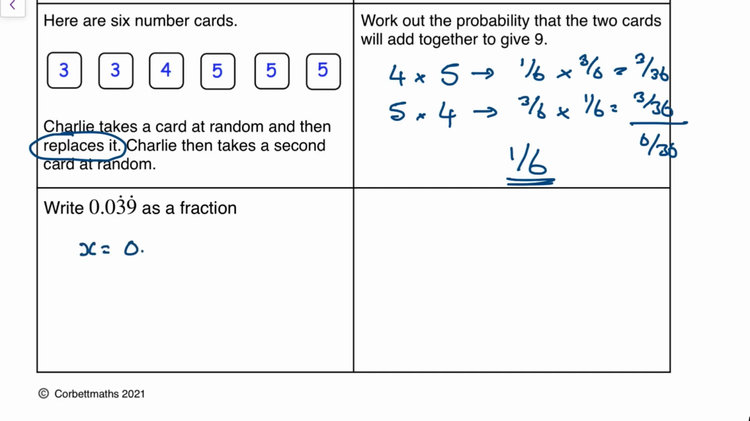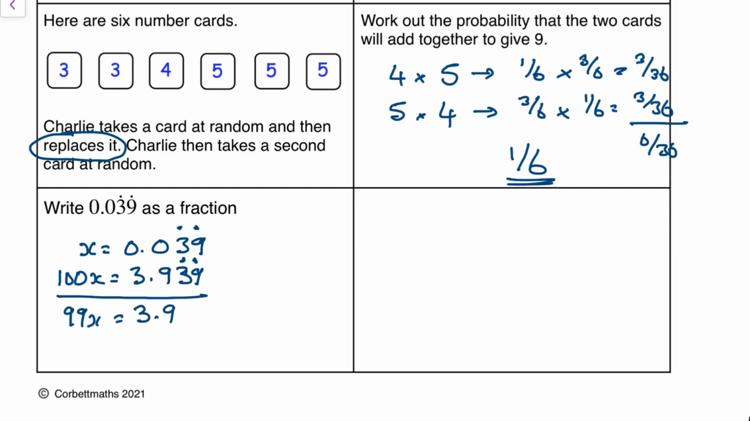Next one, write this as a fraction. So x is equal to 0.039 recurring. There are 2 dots, so I'm going to multiply by 100, in other words 2 zeros, which is going to give me 3.939 recurring. Why have I done that? Because if I take these away, I get 99x is equal to 3.9, which means that x is equal to, well, I can't have a decimal in my fraction. I'm going to multiply top and bottom by 10, which is 39 over 990.